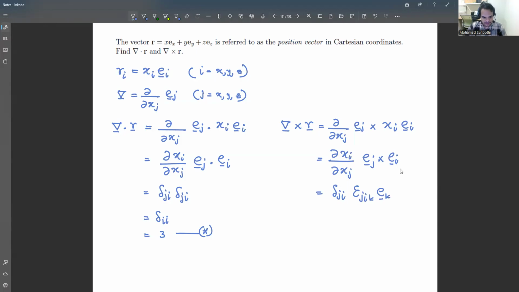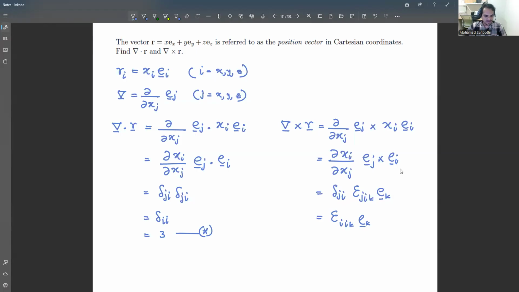Okay, right. So now I'm going to apply the Kronecker delta property. What is that? Replace the common index by the other one, right? So I'm going to select, in this case, j as the common index, replaced with i, right? So therefore epsilon_iik e_k.